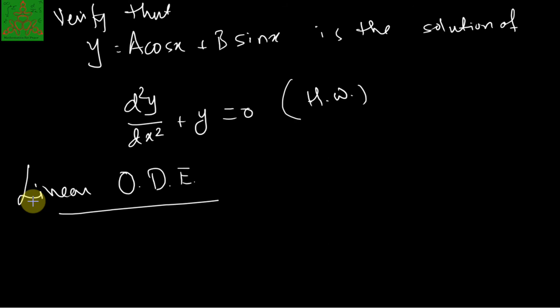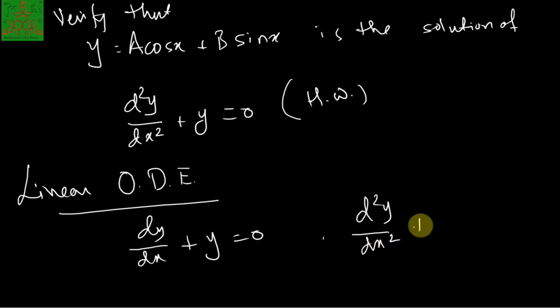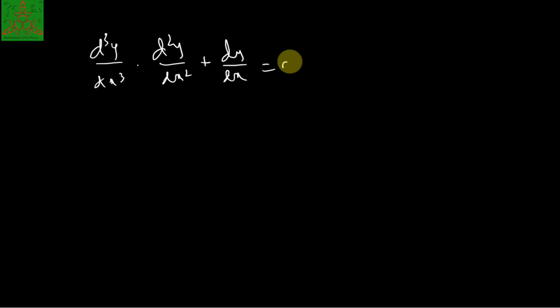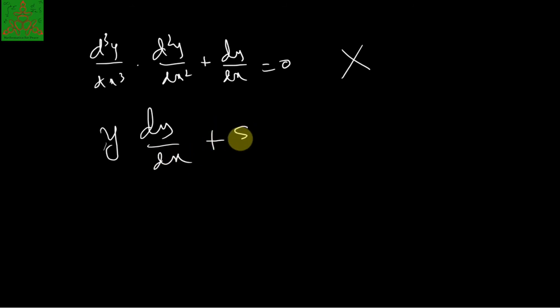For example, I can give you an example of a linear ordinary differential equation: dy by dx plus y equal to 0. So that is a linear differential equation. Say, for example, d square y by dx square plus 2 times dy by dx plus y equal to 0. This is also an example of a linear differential equation. But d cube y by dx cube into d square y by dx square plus dy by dx equal to 0 is not a linear differential equation. I may also say that y into dy by dx plus sin x equal to 0 is also not linear, but dy by dx plus y equal to sin x is a linear differential equation.